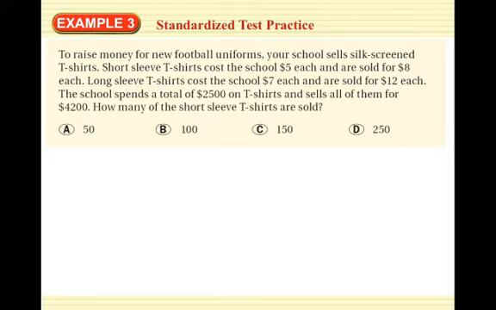So we've got two variables, so we need two equations. If you look, you can kind of categorize your information into two things: costs and selling prices. So we're going to make a cost equation and we're going to make a selling price equation.